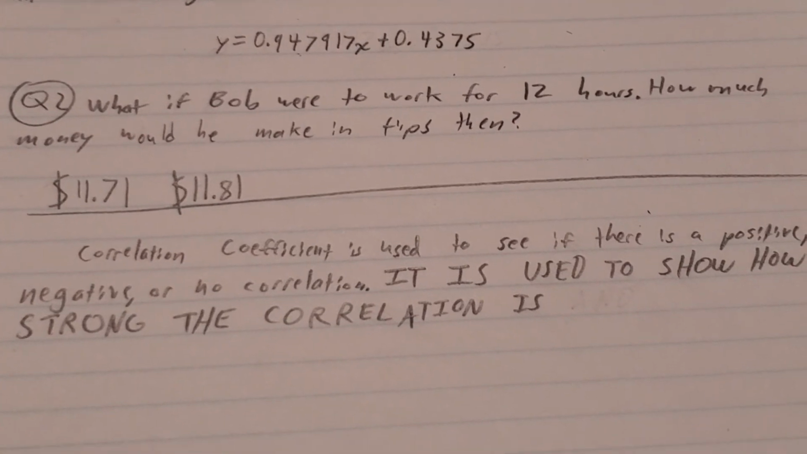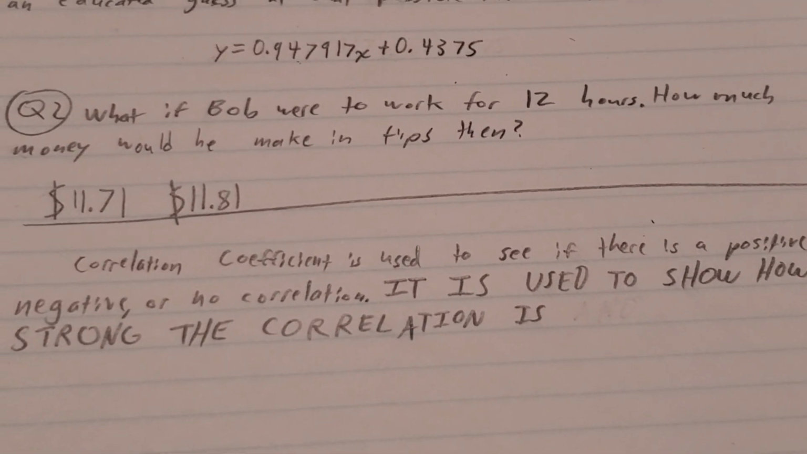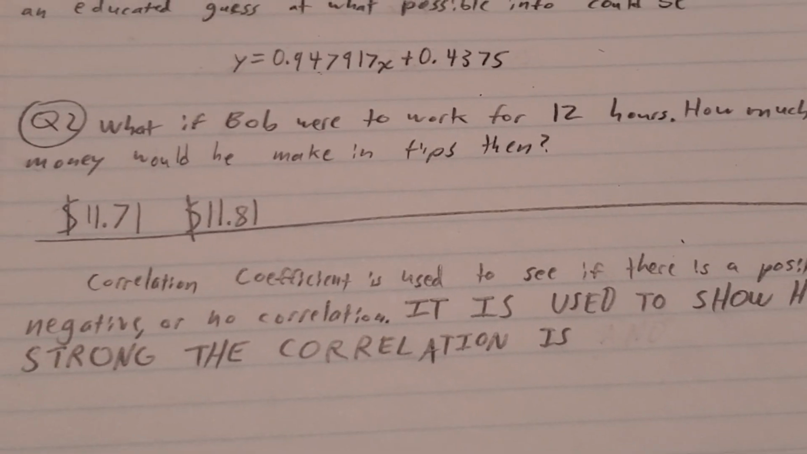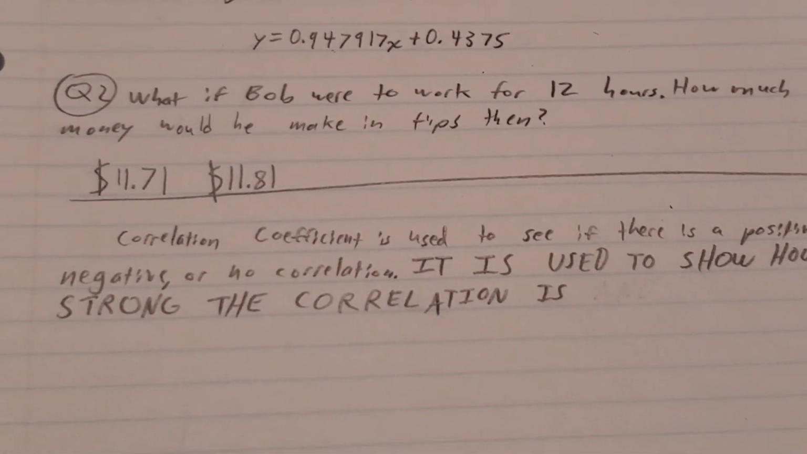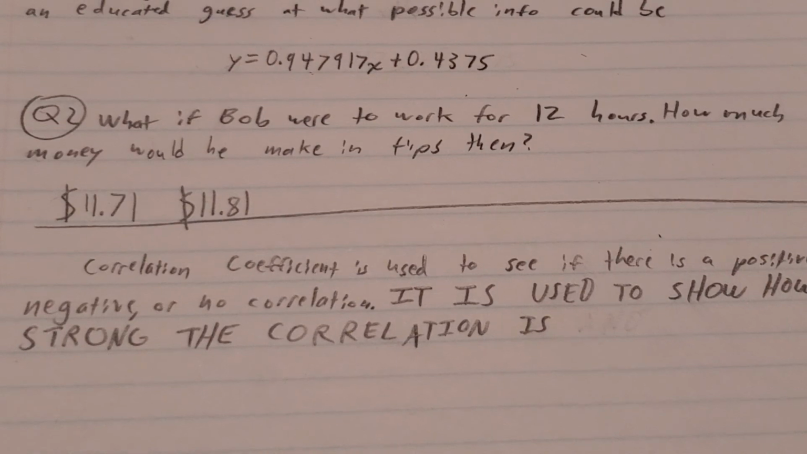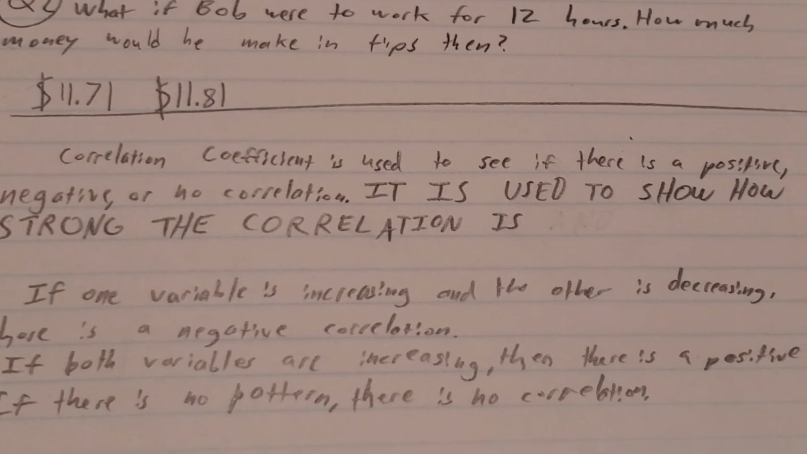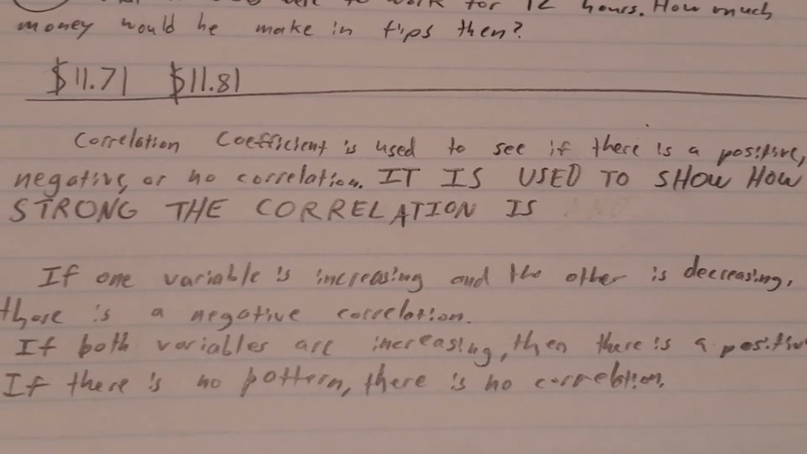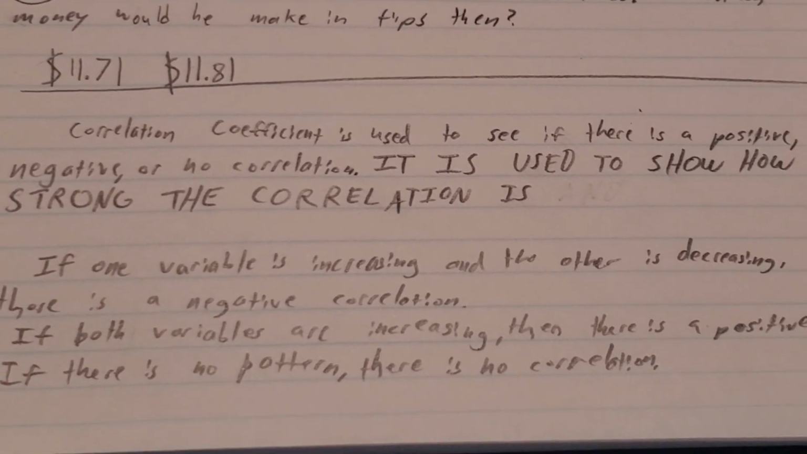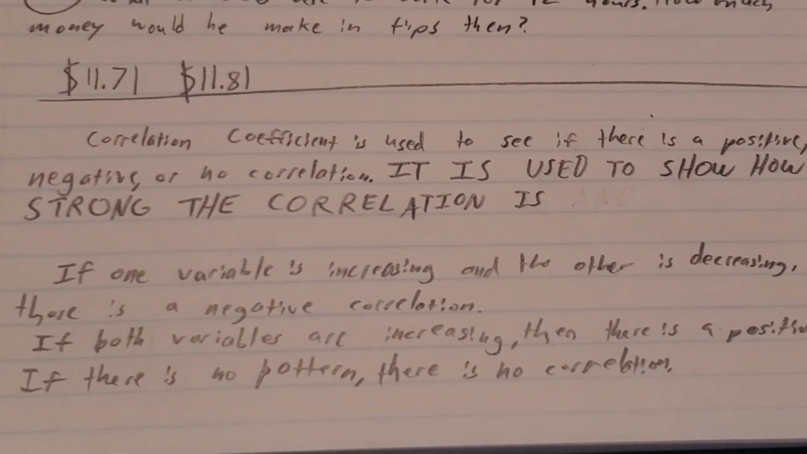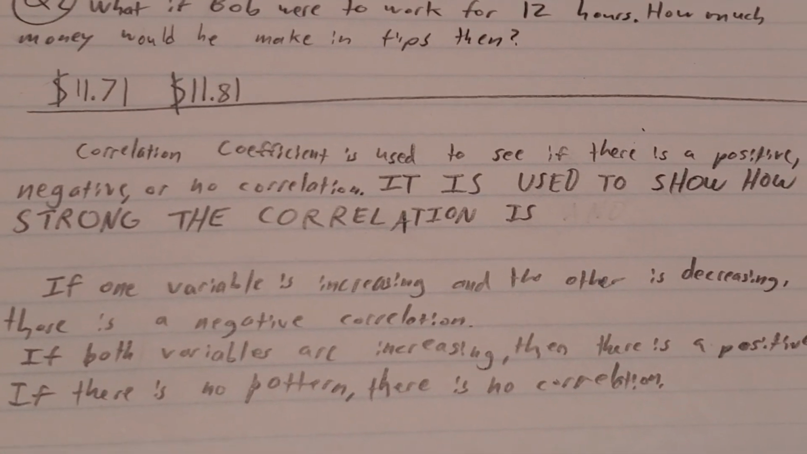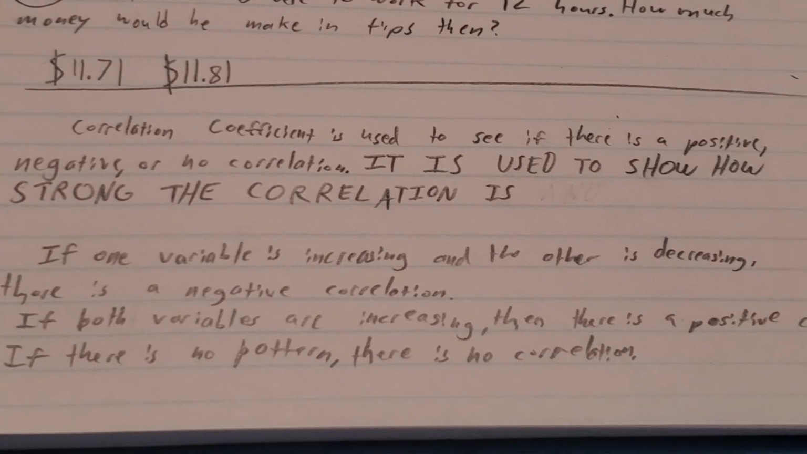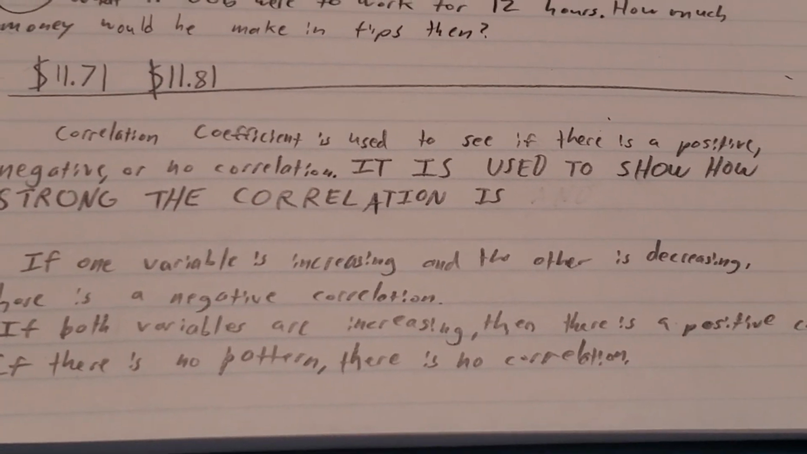Correlation coefficient is used to see if there is a positive, negative, or no correlation within the data. It is used to show how strong the correlation is. If one variable is increasing and the other is decreasing, there is a negative correlation. If both variables are increasing, then there is a positive correlation. If there is no pattern at all, there is no correlation.